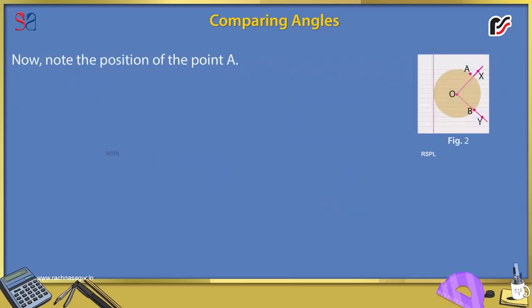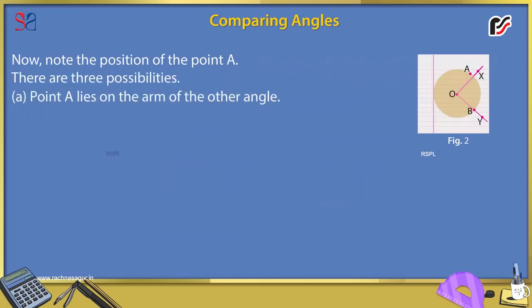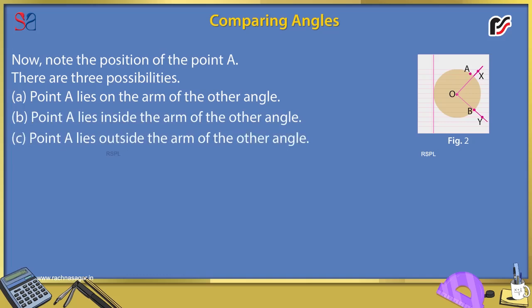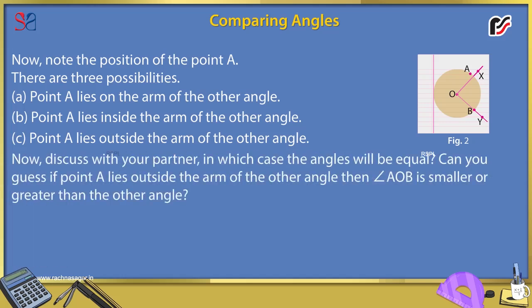Now, note the position of the point A. There are three possibilities. A. Point A lies on the arm of the other angle. B. Point A lies inside the arm of the other angle. C. Point A lies outside the arm of the other angle. Now, discuss with your partner in which case the angles will be equal. Can you guess, if point A lies outside the arm of the other angle, then angle AOB is smaller or greater than the other angle?